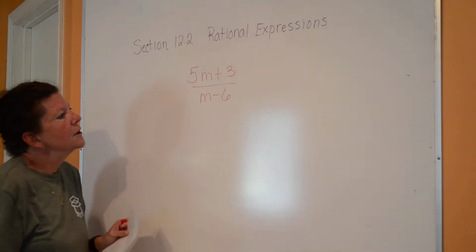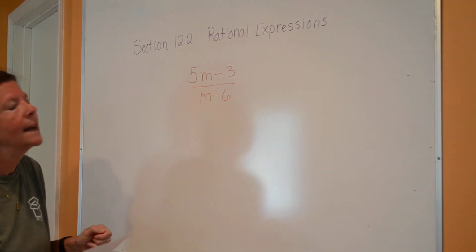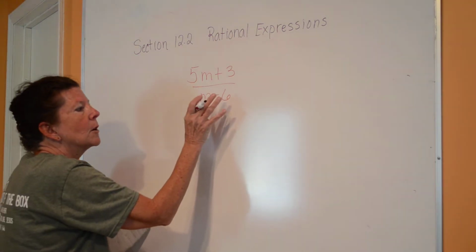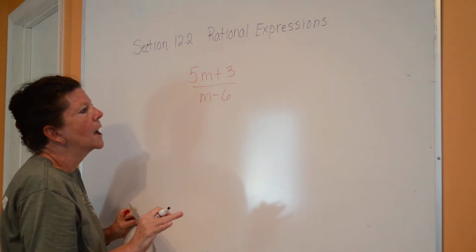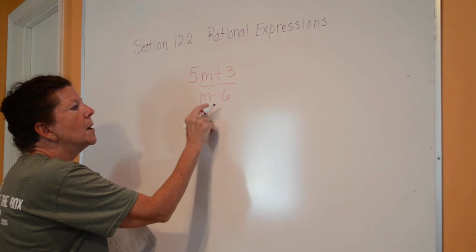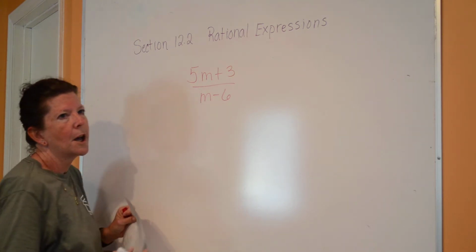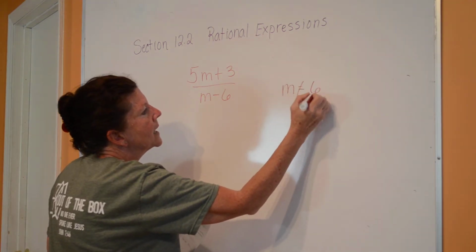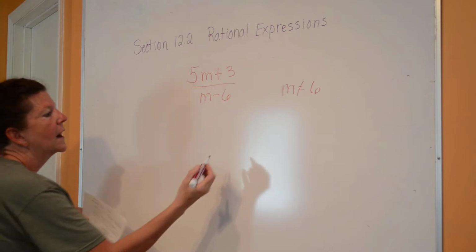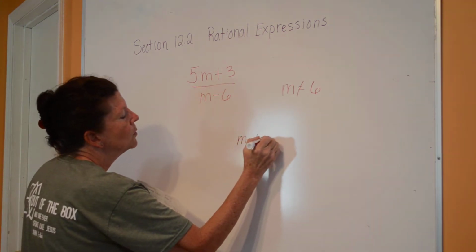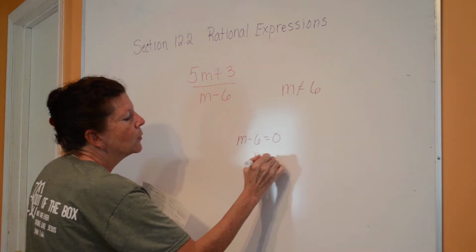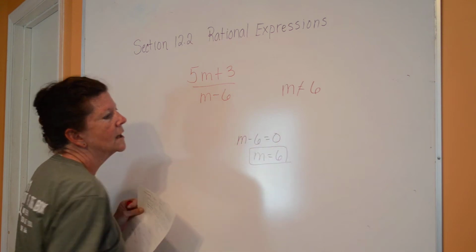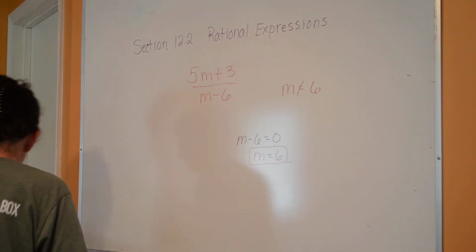At first, all we're going to do is look at this and ask, what can m not be equal to? Well, I look at the bottom and I cannot have 0 on the bottom of a fraction. So what number for m would make the bottom 0? The way I can work it out is to set the bottom equal to 0 and solve: m equals 6, and if I plug 6 back into the equation, it gives me 0.